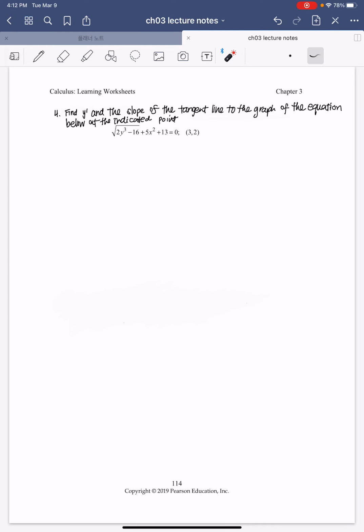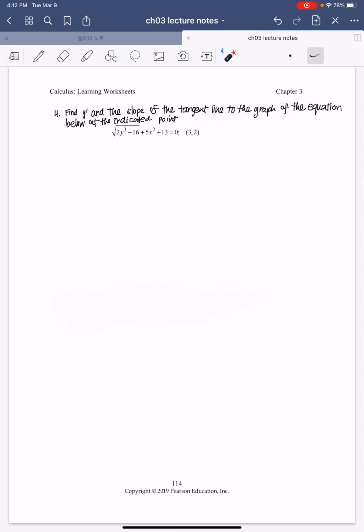Okay, so I'm going to do the implicit differentiation with that function, and I'm going to evaluate at (3, 2). You can see that in this function, you have a square root function involved. So I'm giving you a variety of different examples.